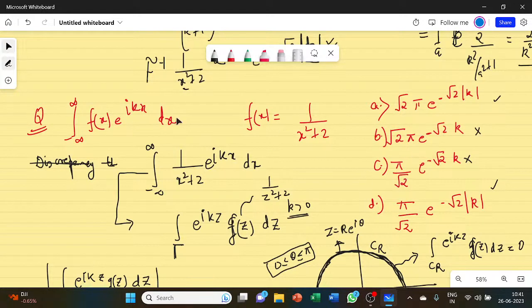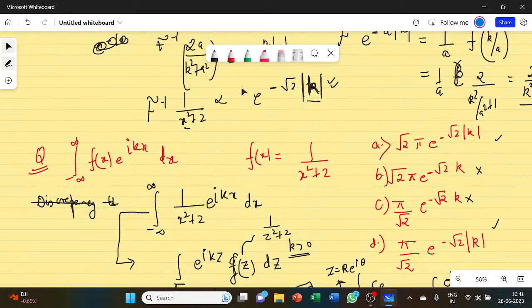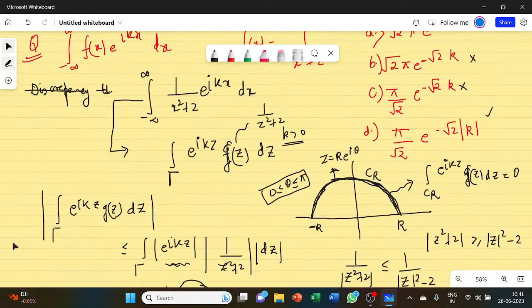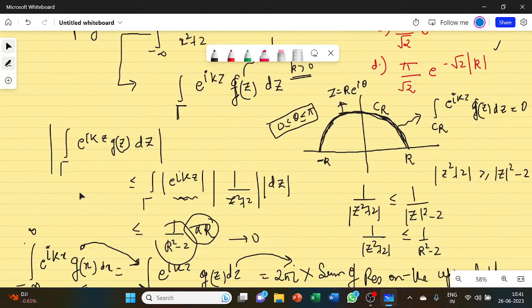However, one has to understand from the theory that we developed for e to the power minus modulus of x, that if I have to find this particular Fourier transform of 1 upon x square plus 2, it should contain modulus of k. Now you would be thinking, what is the mistake in this entire scenario? The first mistake you should understand is this particular Jordan lemma. In this Jordan lemma, we take the upper half of the semicircle provided k is greater than 0.